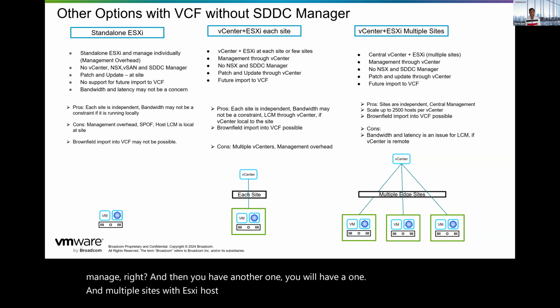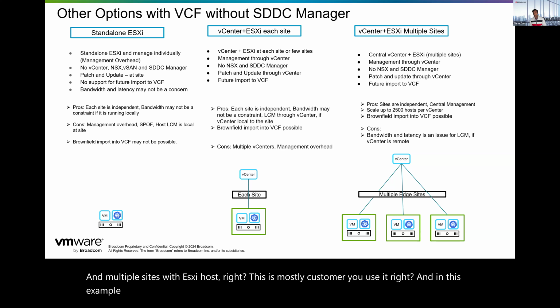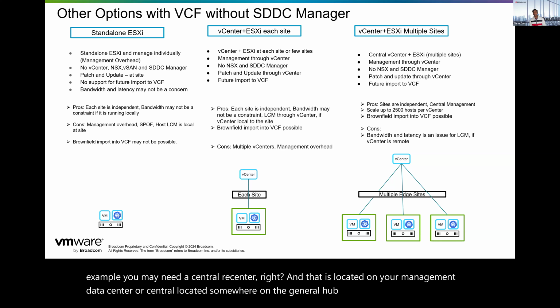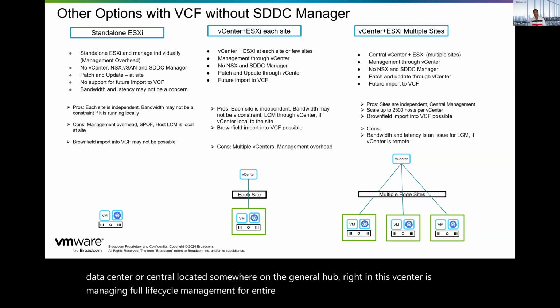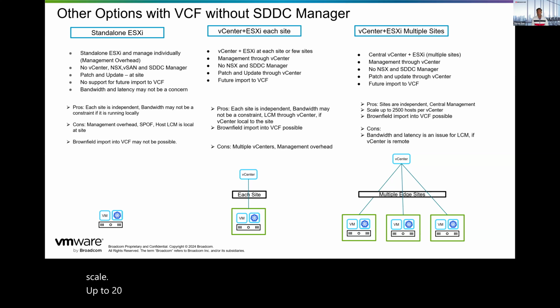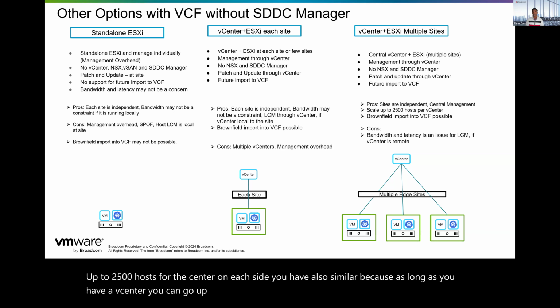This is mostly what customers will use. In this example, you may need a central vCenter, located in your management data center or centrally somewhere on a regional hub. And this vCenter is managing full lifecycle management for the entire fleet at each location. You can scale up to 2,500 hosts per vCenter. As long as you have a vCenter, you can go up to 2,500 per vCenter.